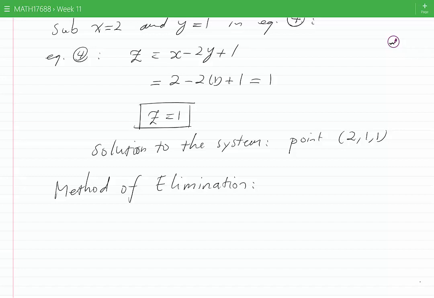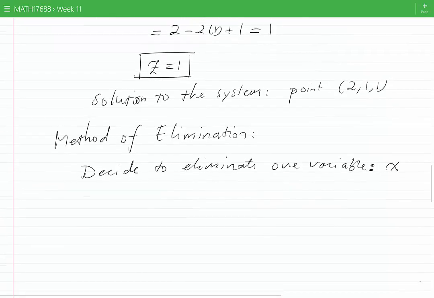In the method of elimination, decide to eliminate one variable. You can choose any variable, but it is better to choose a variable which is easier to eliminate. I choose x in this example. I decide to eliminate x from the 3 equations that I have. I pair equations 1 and 2.